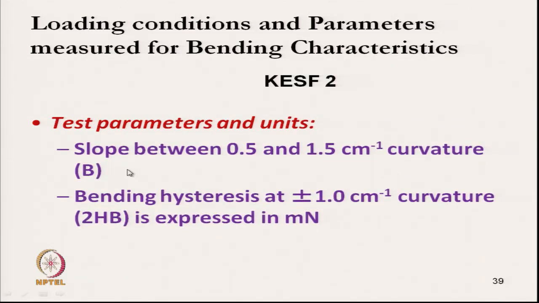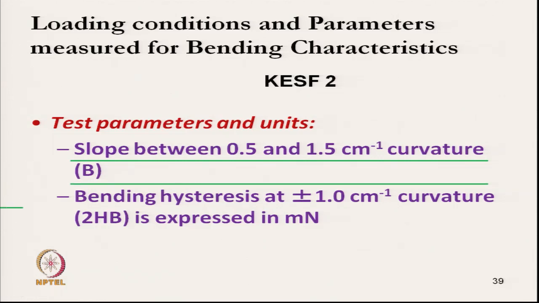The test parameter, as I have mentioned, is the slope between 0.5 to 1.5 curvature, that is B, okay. It is the bending rigidity, and the bending hysteresis at plus minus 1 curvature is 2HB, expressed in millinewton. So, from here we get two parameters, B and 2HB.